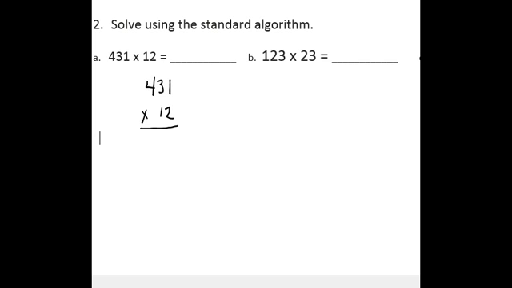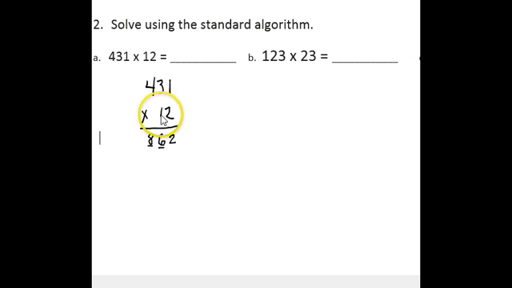So first I'll multiply the 2 in the ones place times each digit in 431. So 2 times 1 is 2. 2 times 30 is 60. And because my 6 is in the tens place, that shows me it is worth 60. And 2 times 400 is 800. My 8 is in the hundreds place, so I know that I have 800.